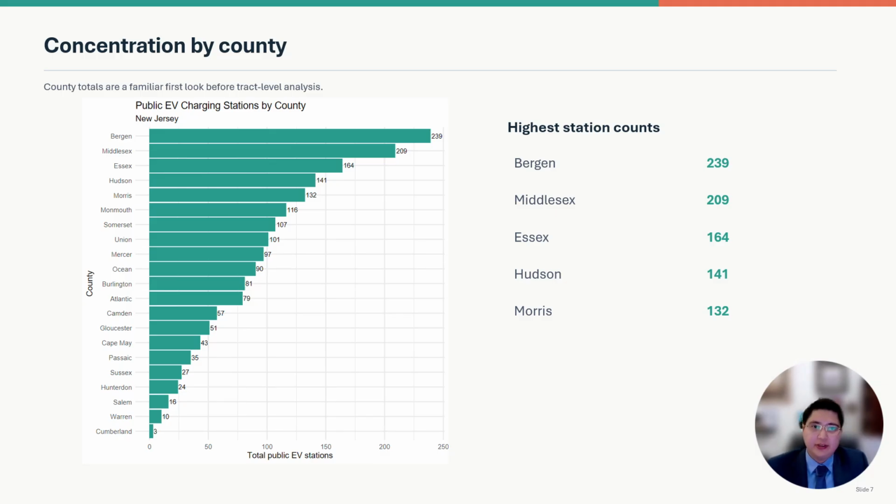Before going fully into the tract-level analysis, I use counties as a familiar first look. The counties with the highest number of stations are Bergen, and the other two I'm just going to avoid pronouncing. This is followed by Hudson and Morris. This suggests that the charging infrastructure is especially concentrated in northern and central New Jersey. And just one more thing to keep in mind: these are the raw county counts.